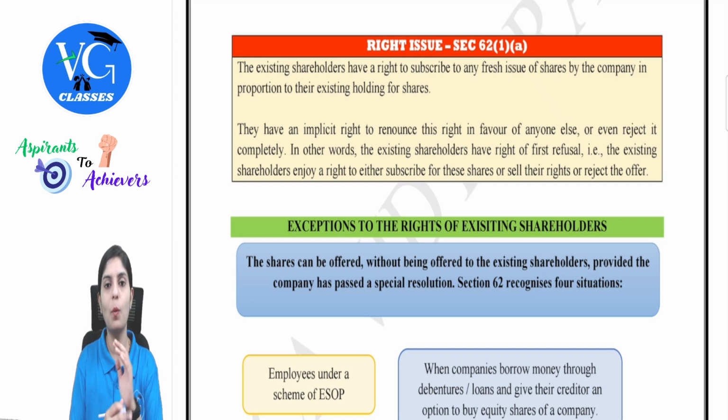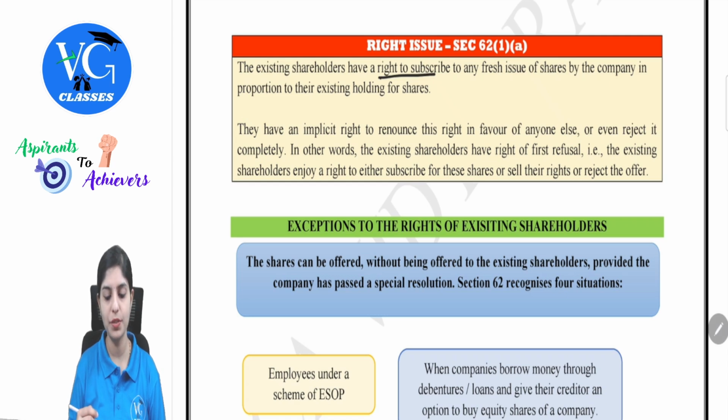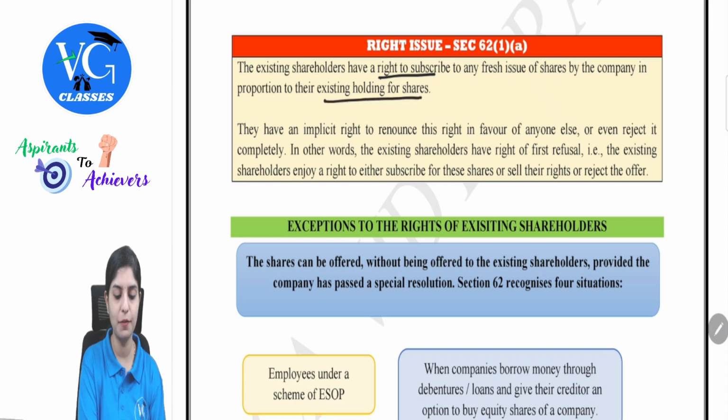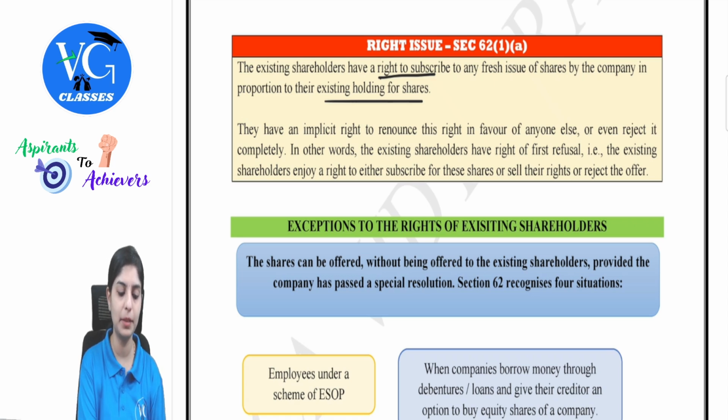What is to be understood with respect to its issue, let's understand. The existing shareholders have a right to subscribe to any fresh issue of shares by the company in proportion to their existing holding of shares. If you understand, for both bonus as well as rights, we have one simple requirement: there should be existing shareholders in a company. They have an implicit right to renounce this in favor of anyone else or even reject it completely.